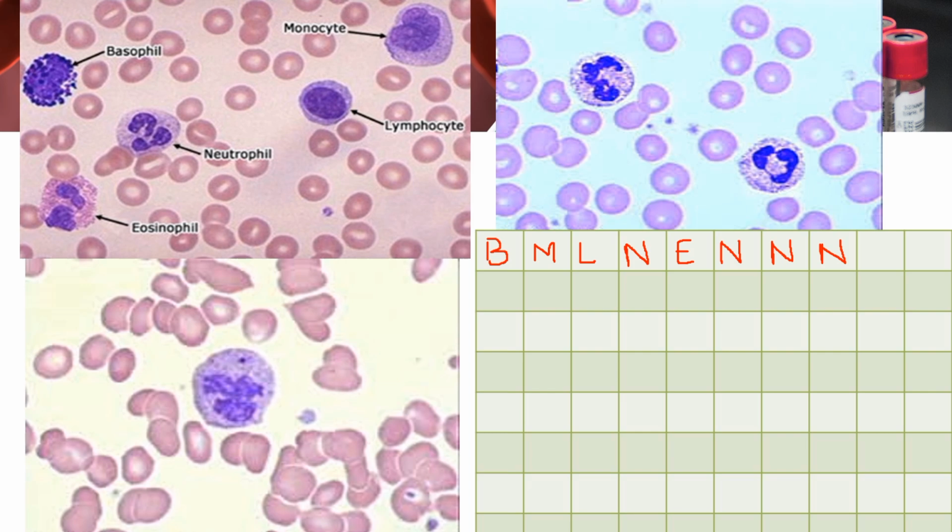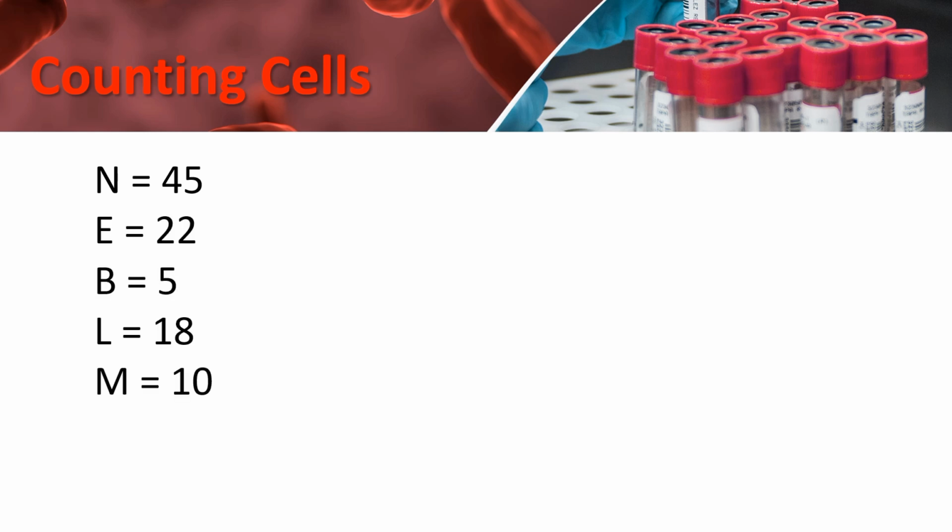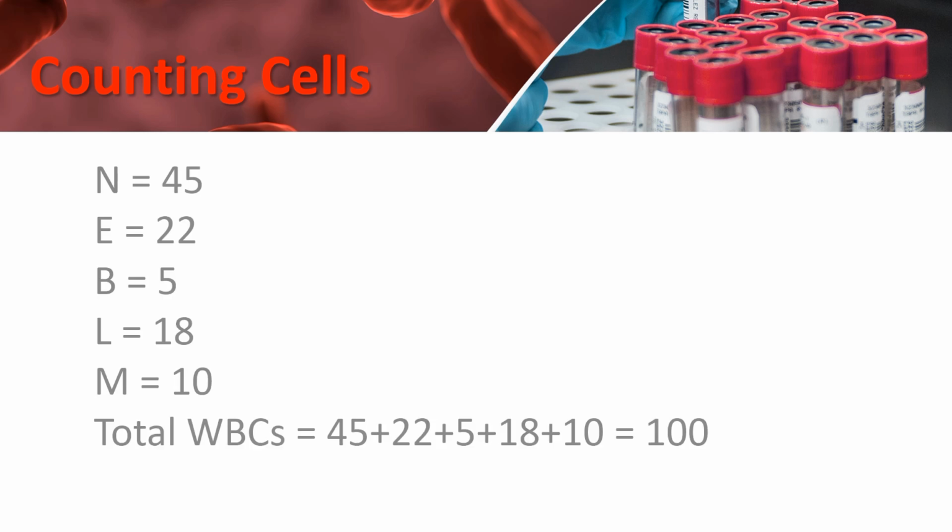Then you are going to add the amount of each type of white blood cell separately to get the total differential count of leukocytes. Let's suppose after adding the amount of each type of leukocyte separately, you get this result. Adding them all will give you a total count of 100.